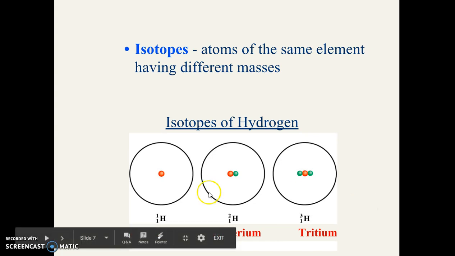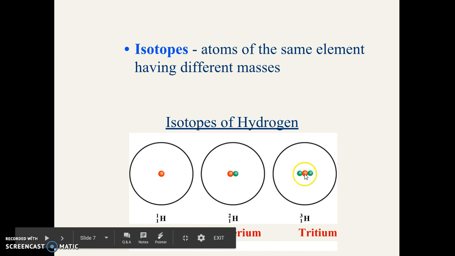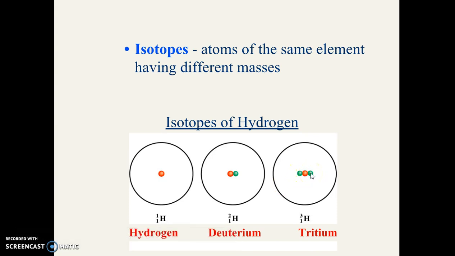And if you look in the nucleus, this one shows that it has 1 proton. This one shows that it has 1 proton and 1 neutron, and this one shows that it has 1 proton and 2 neutrons. So for a total mass of 3, a total mass of 2, a total mass of 1, these are all still considered hydrogen. They're just hydrogen isotopes with different neutron amounts.